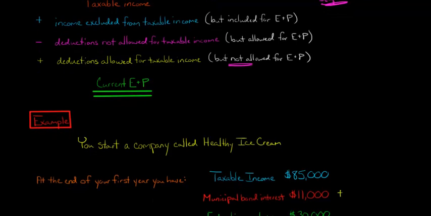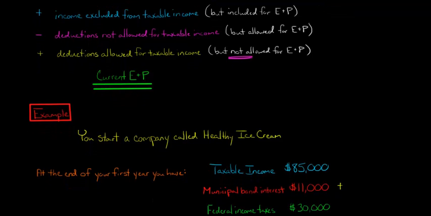Now, let's see if there's anything else we've got to do. Well, let's take a look at our federal income taxes, right? Surely we probably paid some federal income tax. Let's just assume it was $30,000, okay? So that deduction wasn't allowed for taxable income purposes, but it is allowed for E&P.